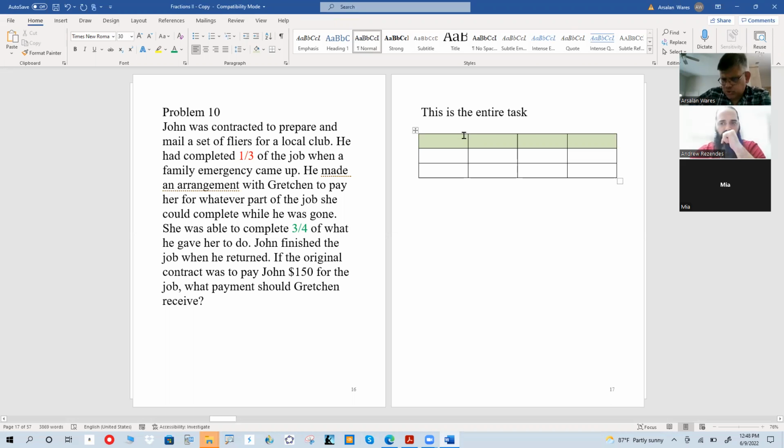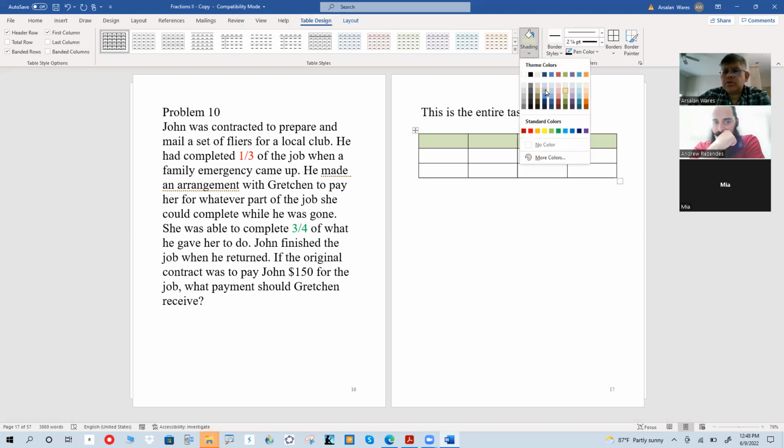No. John already did this much. But Gretchen looks at this much. This is the amount of work she has to do. She couldn't do the whole thing. She could only do 3/4. Well, nice. We're lucky. That's cut into 4 parts. This has to be 1/4. This has to be 2/4. This has to be 3/4. So Gretchen did this much.